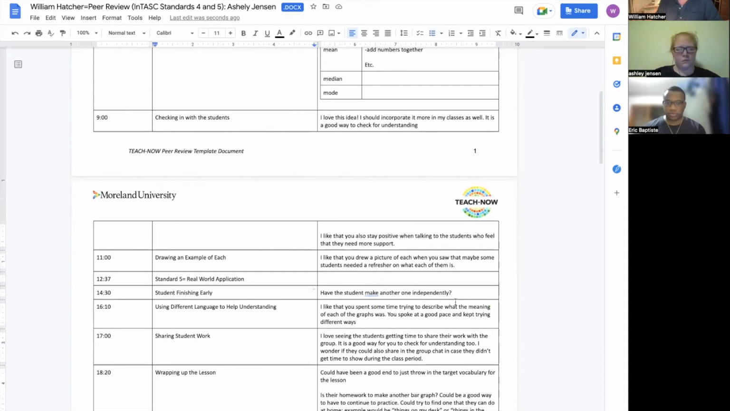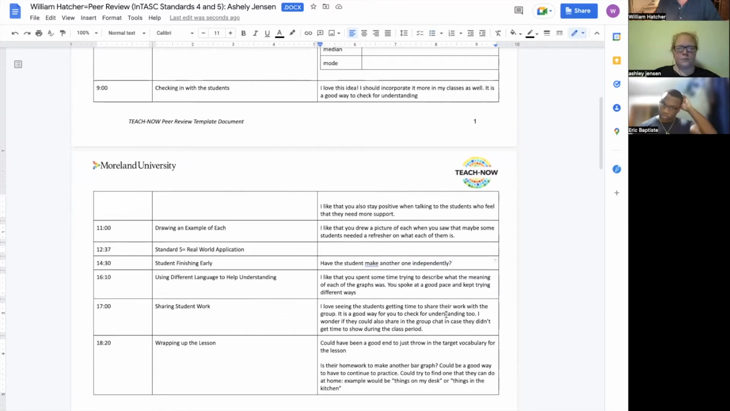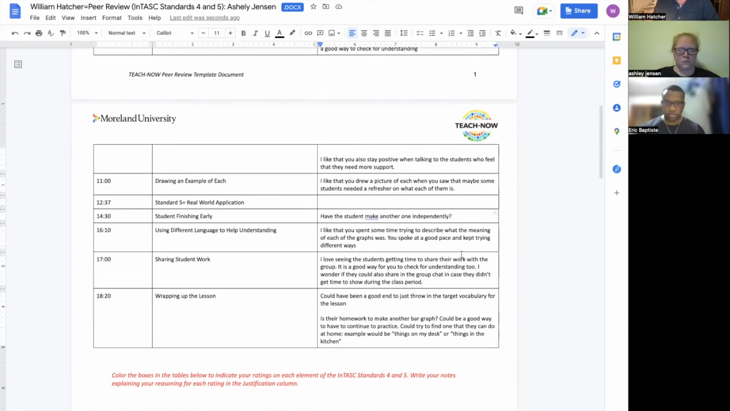Students finishing early, maybe have another one to make independently, because it'll just keep them busy and not just sitting there. Using different language, you spent a great time describing the meaning of each graph, like the line and the bar. That was really great. Using good language, it made all sense, and by the end, I think a lot of students really benefited from that.